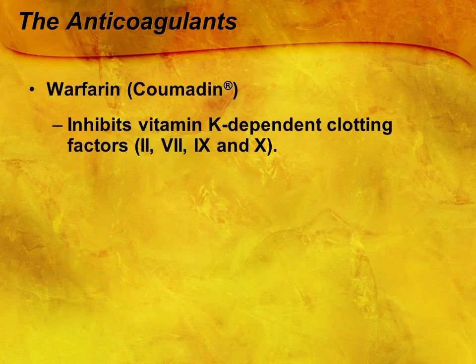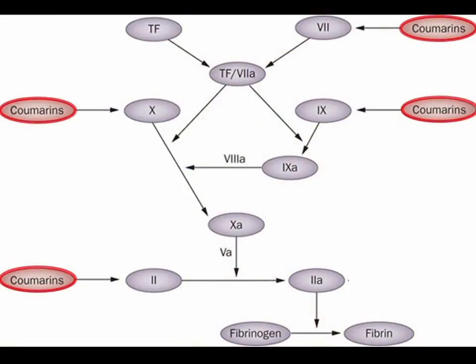Our current anticoagulants still do not fit all of those ideal characteristics. For greater than 50 years, we've been using an anticoagulant known as warfarin, also called Coumadin. Coumadin inhibits the vitamin K-dependent clotting factors. Again, referring to our clotting cascade, you can see that those vitamin K-dependent clotting factors are factors 2, 7, 9, and 10.